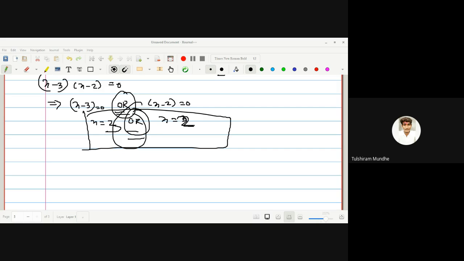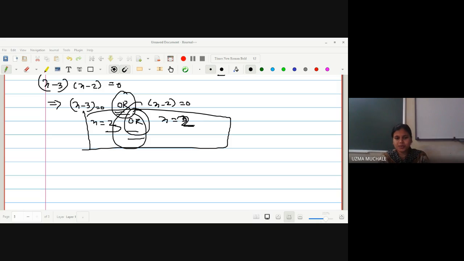Satisfy that equation. 2 roots. Obviously they are going to satisfy the equation. That is not a problem. Because we know that these will satisfy the equation, they are roots of the equation, they will satisfy. My question is, why are we writing or?